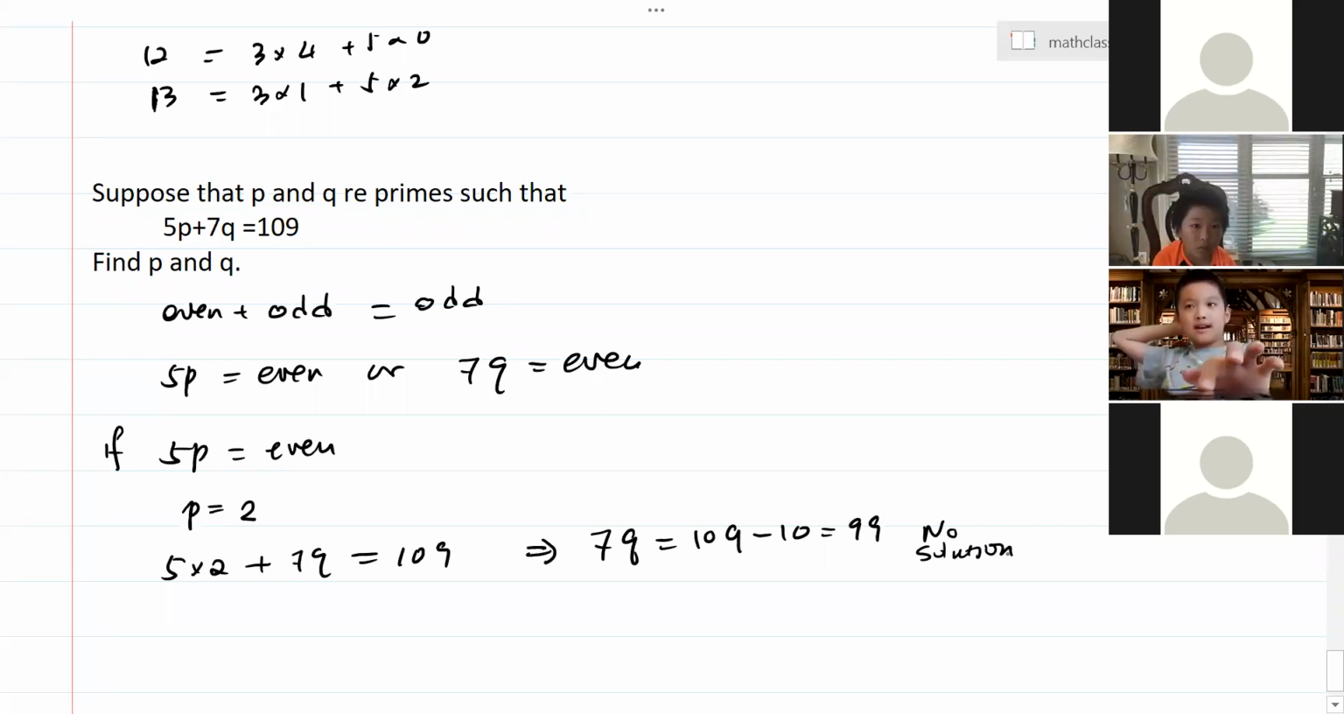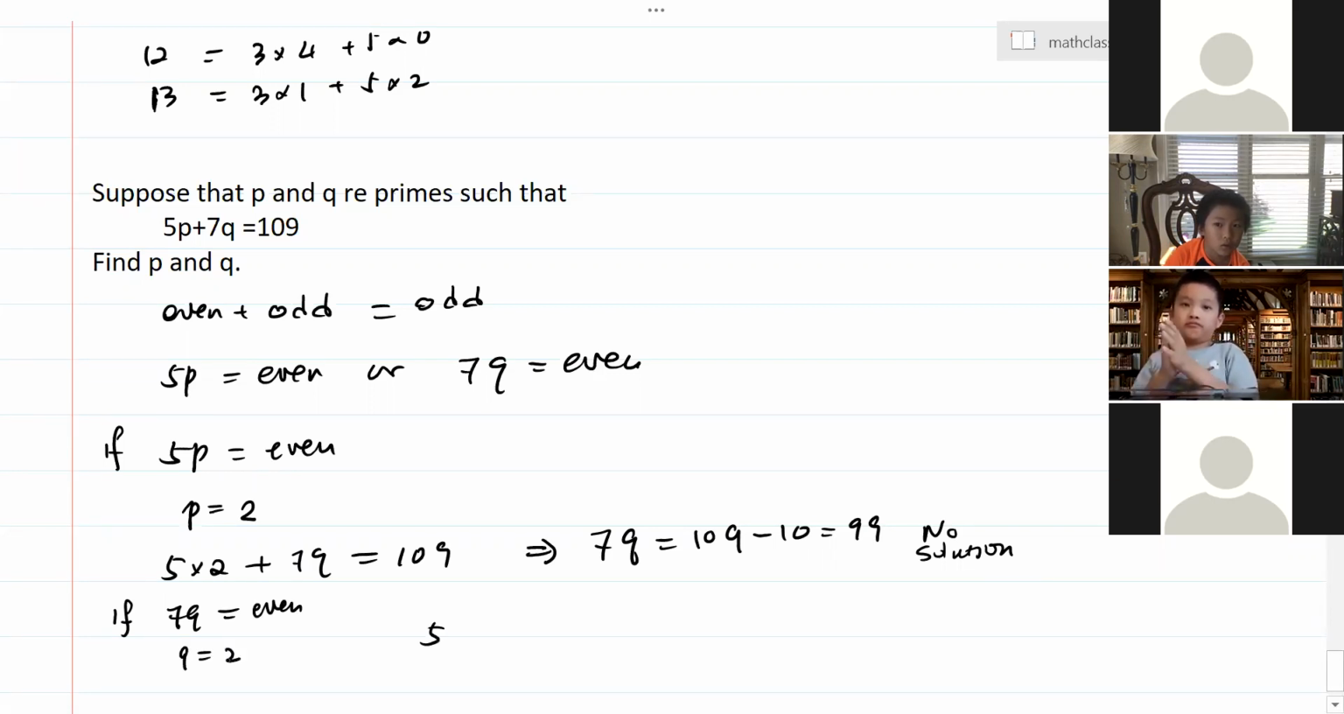Okay. I think instead, you could just say 99 over 7. If we could use, yeah, no, we can switch it. We can say 7q is even. Okay, when 7, just use the case, right? 7q is even, so q must be 2.